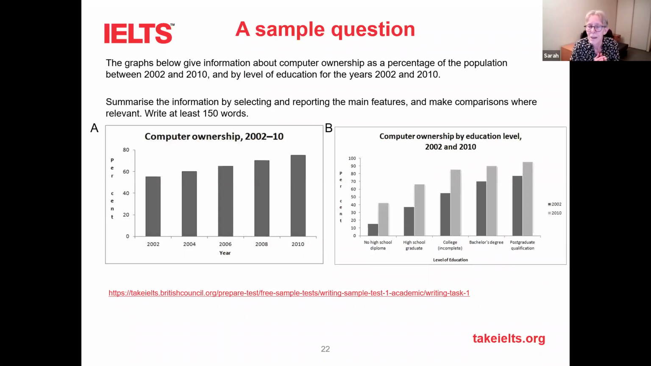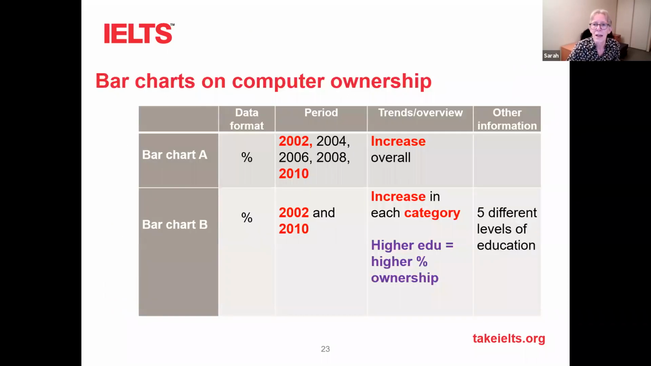Again, put your ideas in the chat box. What's something else that we're going to need to refer to when we're writing our report? Yeah, the educational institutes, the educational levels. Yes. Okay, so the other information we've got in this particular set of diagrams is, in bar chart B, they give us information on 5 different levels of education.